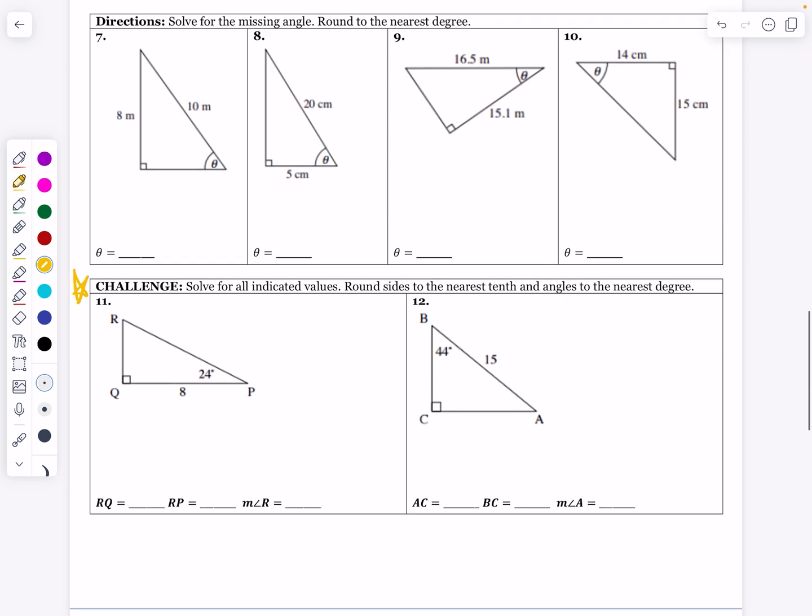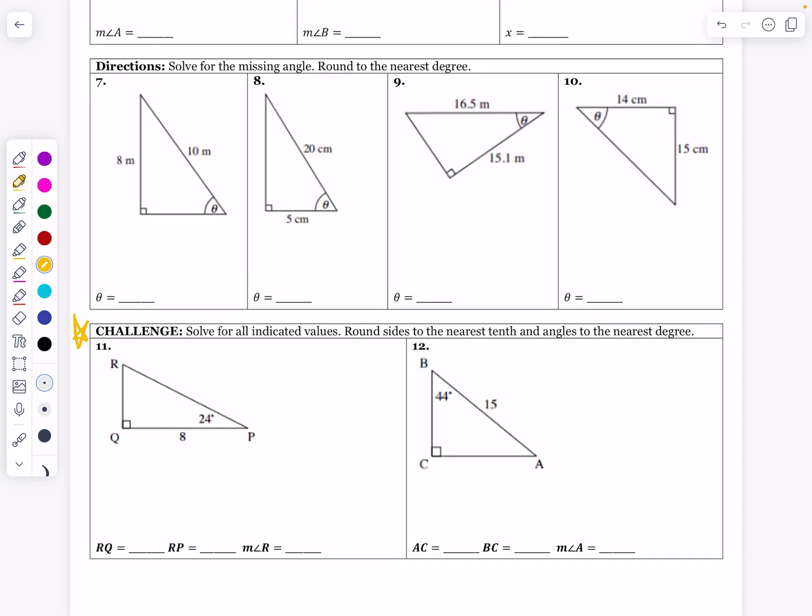If you do not feel 100% on those, that's okay. We're going to get there. It's about progress, not perfection. But I want you to see what you can do with those 2 triangles. And then we'll do more of that later this week.